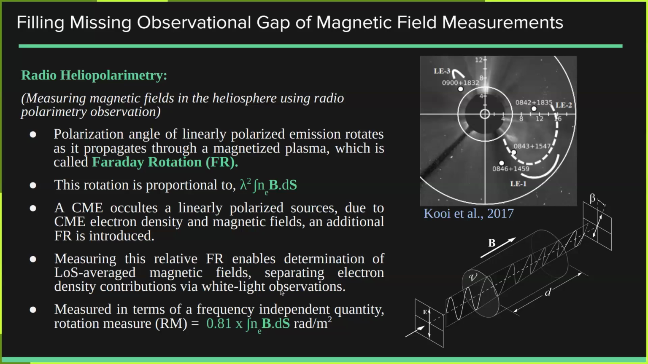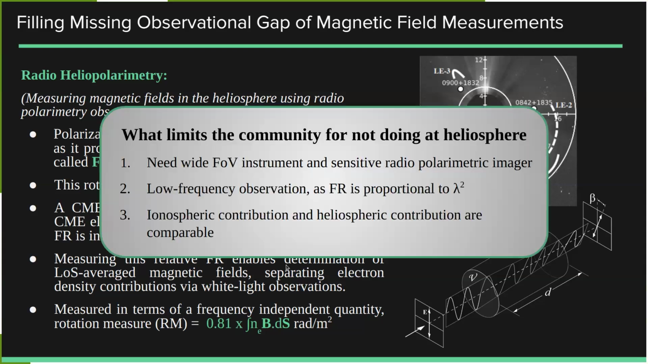These Faraday rotation observations have been done many times for coronal heights up to 10, 15 solar radii. But the question is why we are not doing this for the heliosphere. There are several reasons. We need wide field of view instruments and much more sensitive radio polarimetric imagers, because the CME becomes very large in size, and also the Faraday rotation contribution by the CME in the heliosphere is much smaller compared to the corona.